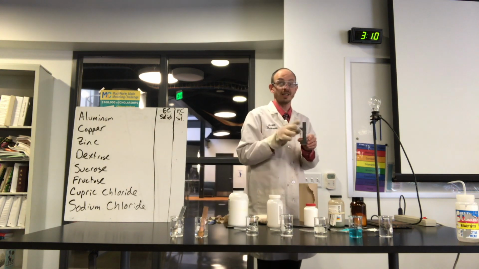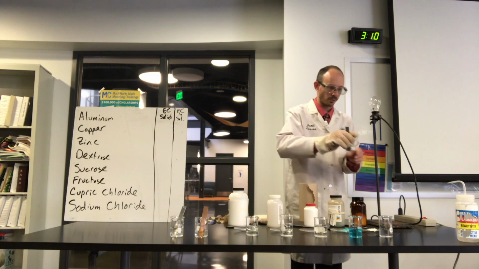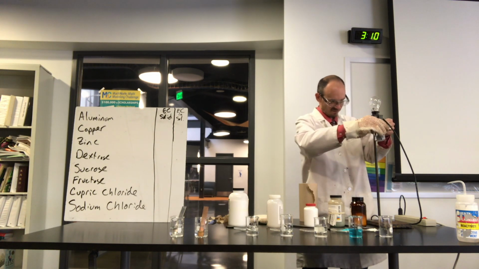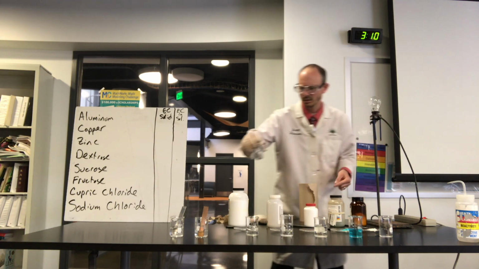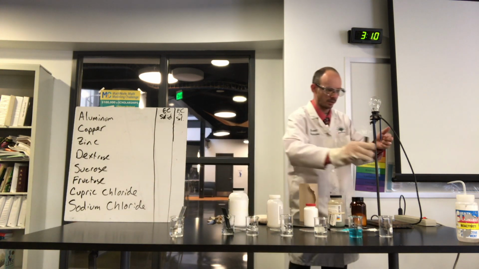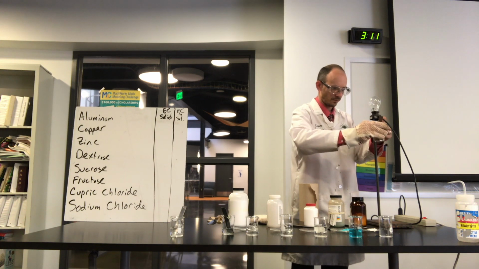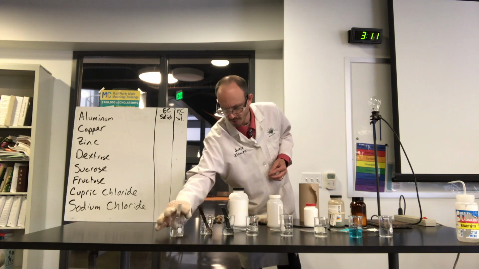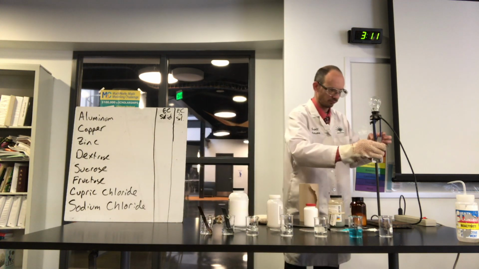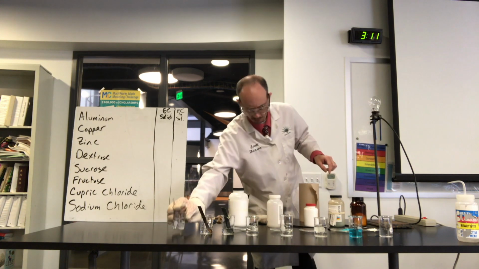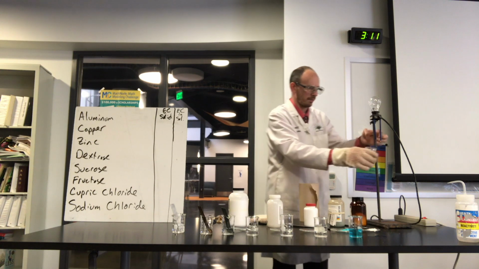So now, zinc. These conducted electricity before. So let's check what happens when we put them in solution. Why isn't it conducting? All right, let's grab copper. Let's see if we have a better luck with copper. All right, let's see if we have better luck with aluminum. Let's double check it's still working with some sodium chloride.